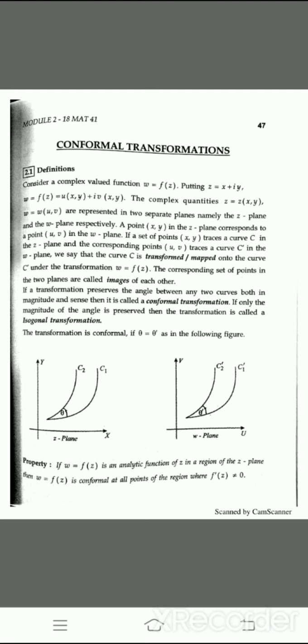Then you have to take the property. If w is equal to f of z is an analytic function of z in a region of the z plane, then w is equal to f of z is conformal at all points of the region where f dash of z is not equal to 0.